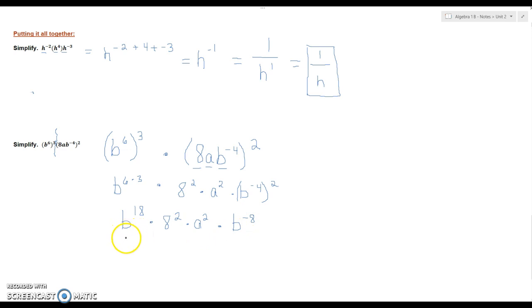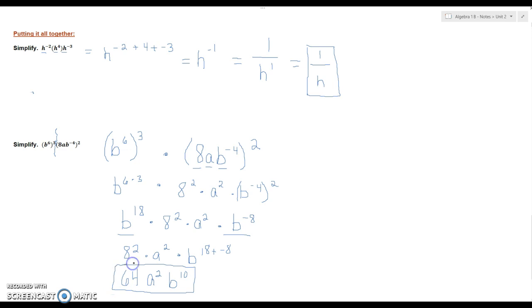And now we have to look for common bases, and we do have a common base here, so we can rewrite this as 8 squared times a squared. And if we have the same base, we can add those exponents. So we have b to the 18 plus a negative 8. And we're going to do one last simplification. So we have 8 squared is 64. A squared, we can't simplify any further. And b to the 18 plus negative 8 is b to the 10th.